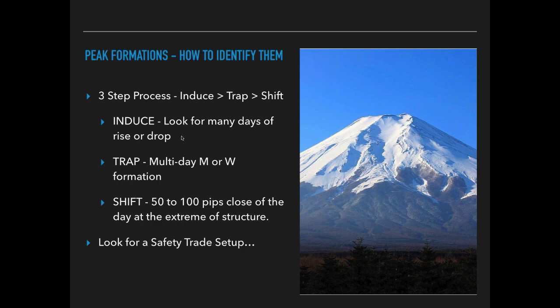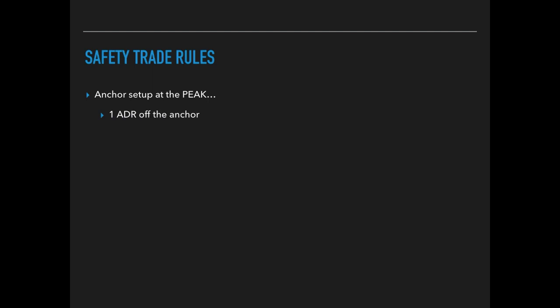Once you have these conditions, you can look for a safety trade setup. So what is a safety trade setup? What are the rules that we're looking for when we're trading a safety trade? First, you're going to have to identify the peak. You're going to have an anchor set up at the peak formation, then a 180 off the anchor, so that's the close of the day at the extreme of structure. Usually it's 50 to 100 pips. That's the range that we're looking for.